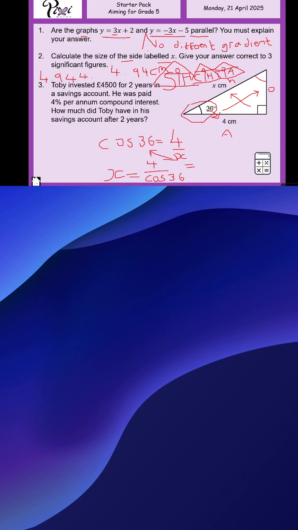Yeah. So cos of the angle. Cos of 36 is equal to the adjacent over the hypotenuse. Okay, but these questions can't be done without a calculator. So just bear that in mind.